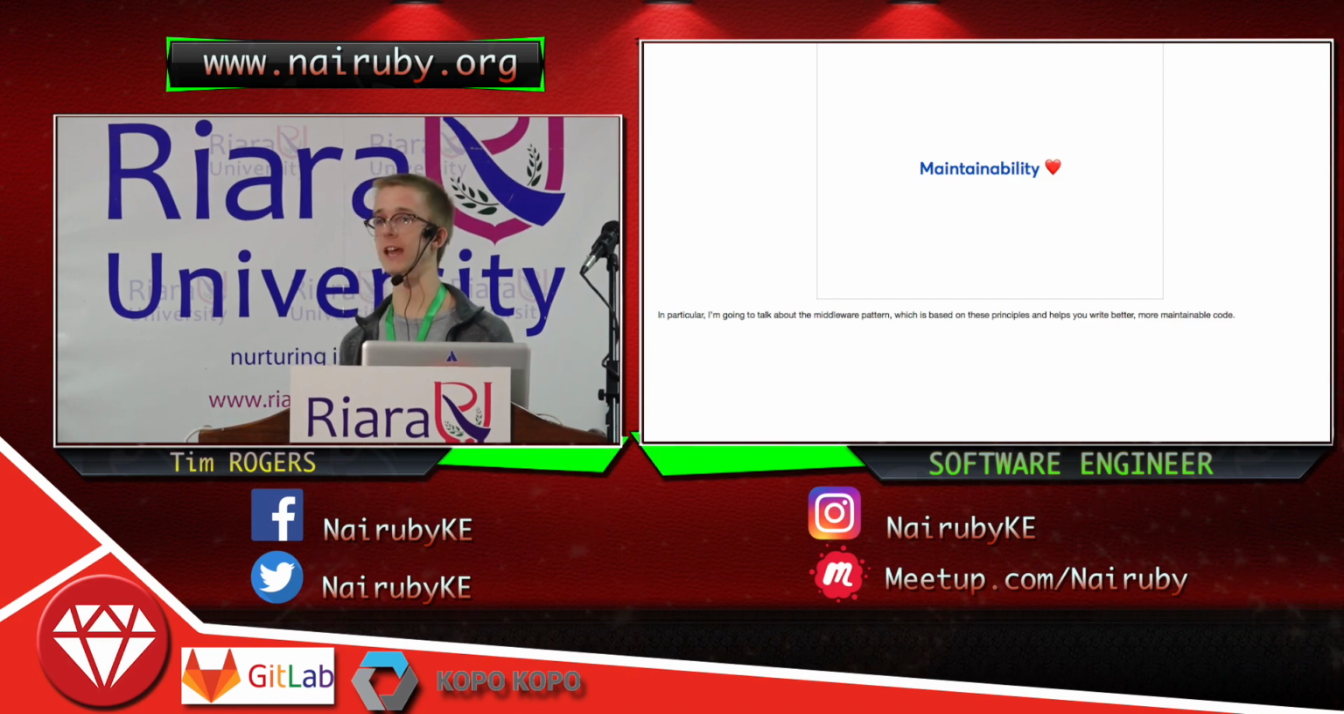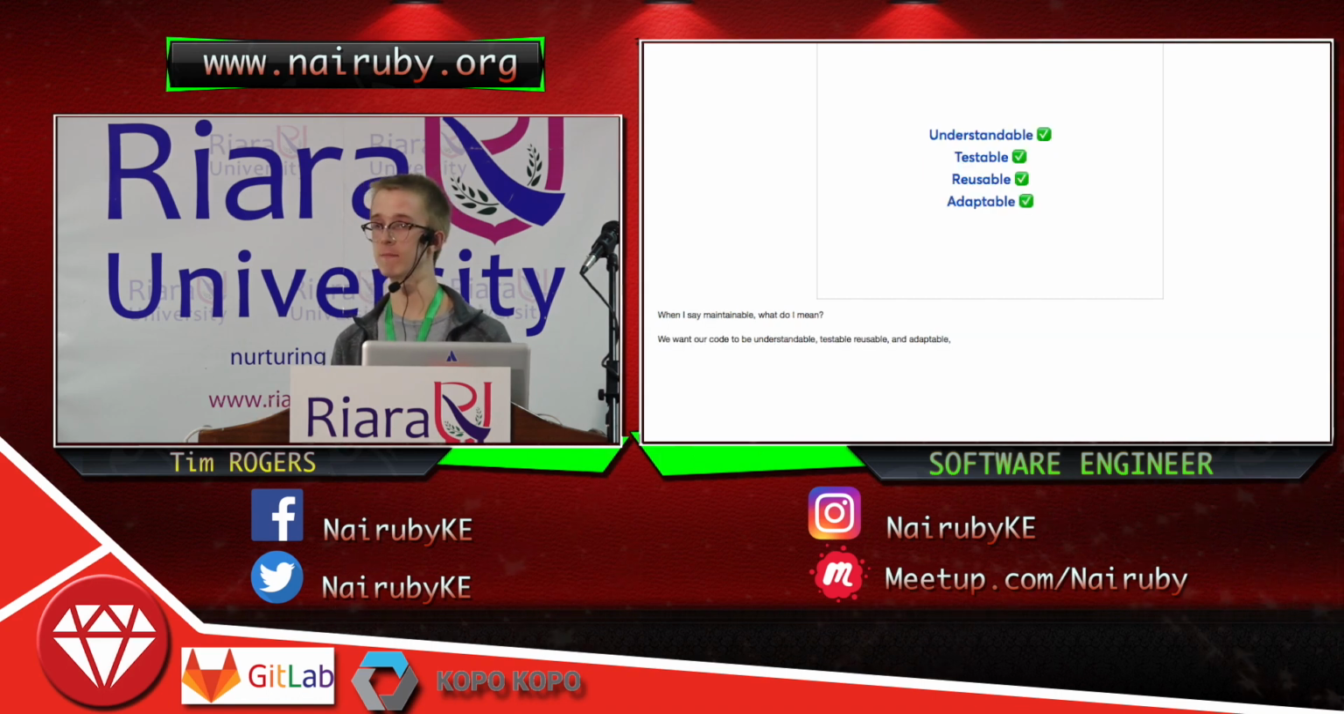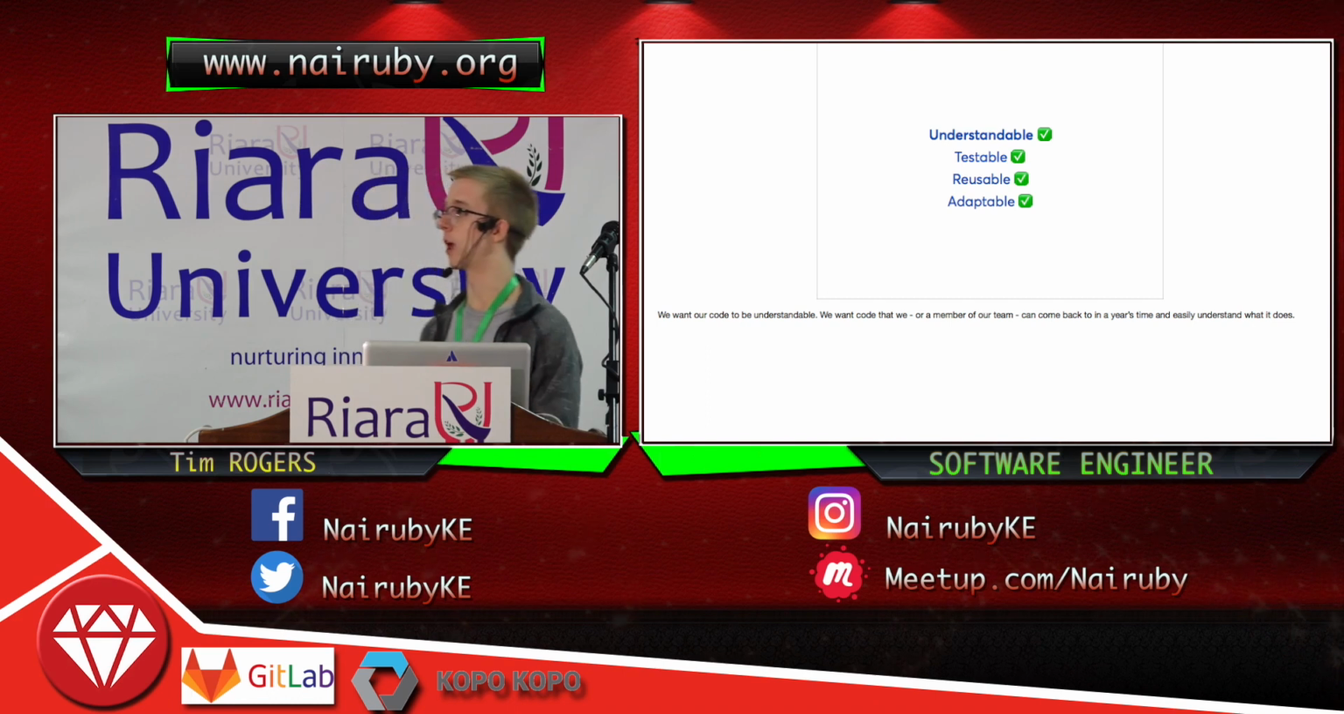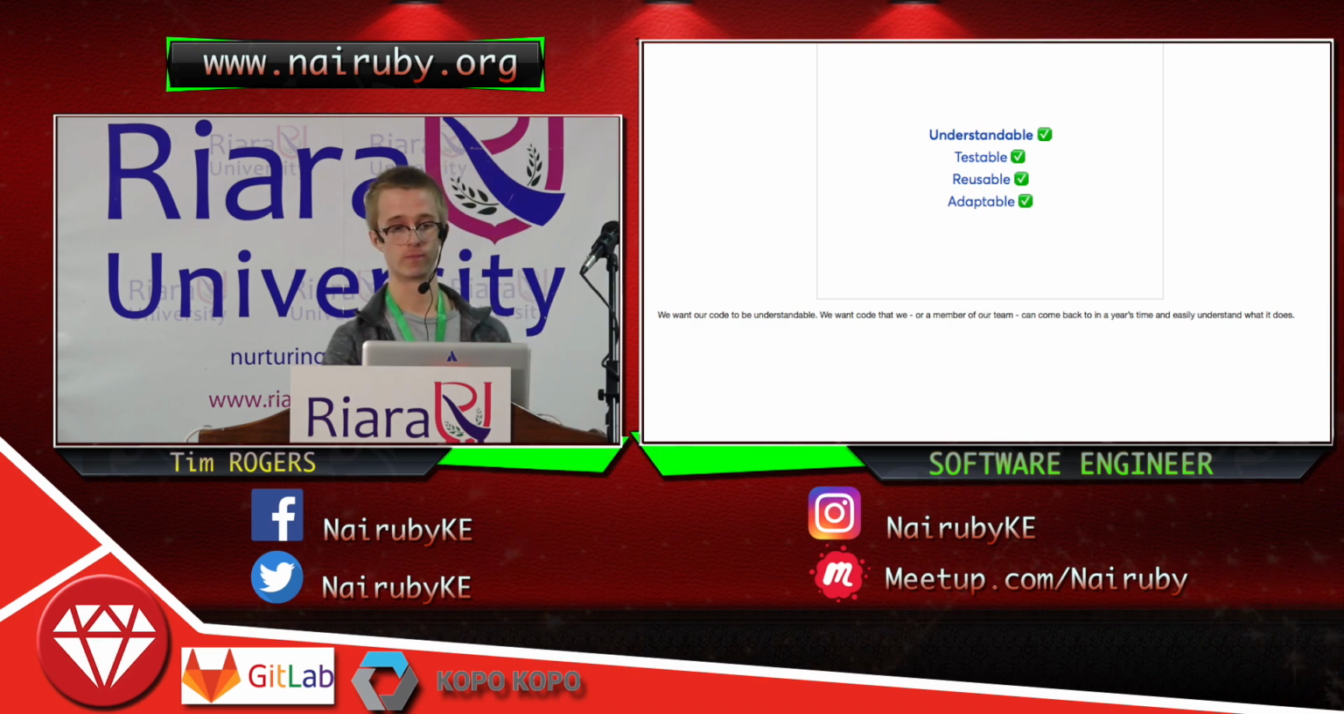So when I say maintainable, what is it that I mean? I'm talking about 4 things there, really. I'm talking about understandability, testability, reusability, and adaptability. Let's go through those in turn. Firstly, we want our code to be understandable. We want code that we or another member of our team can come back to in a day or a week or a month or a year and actually understand what's going on.